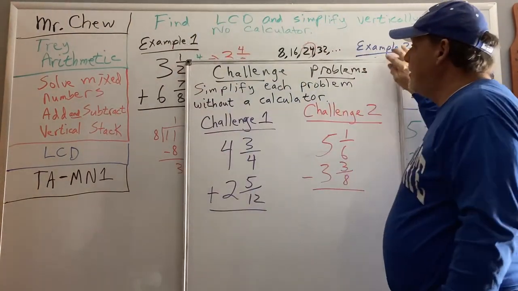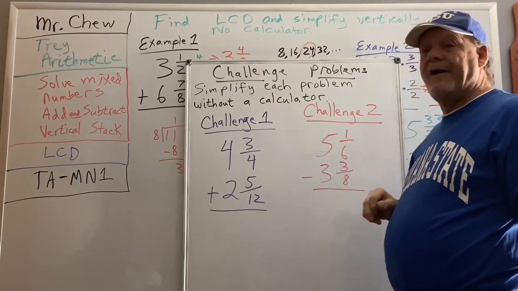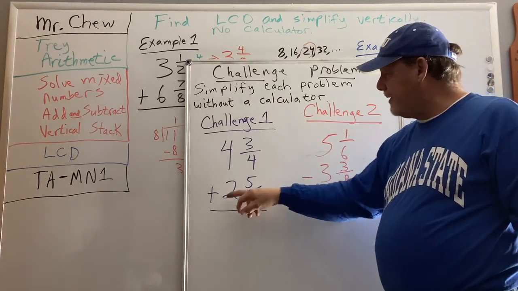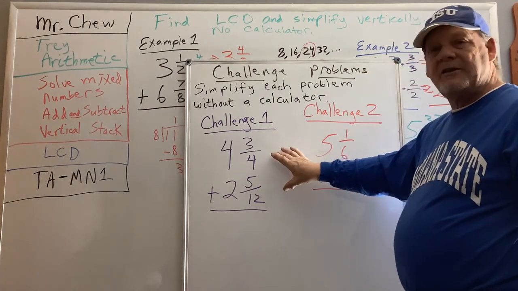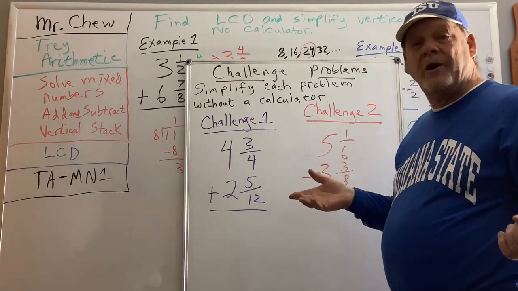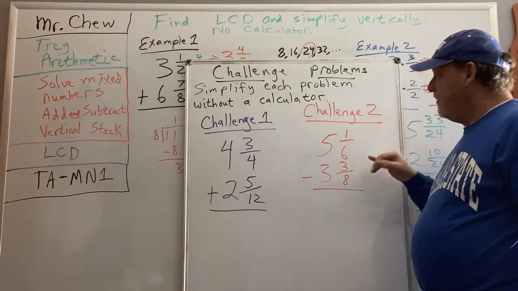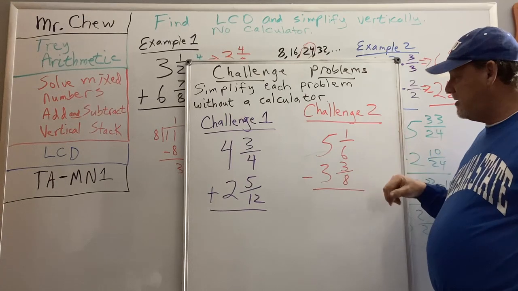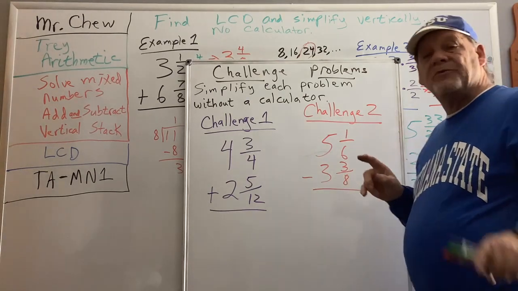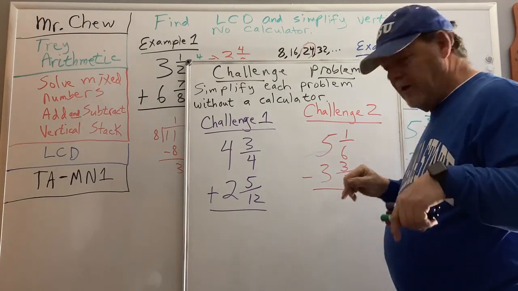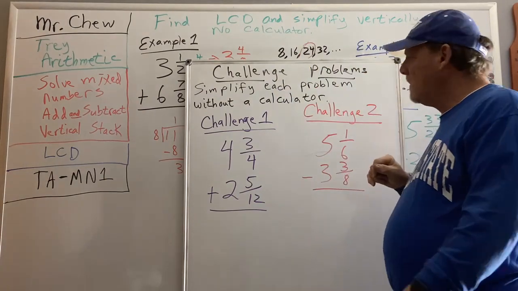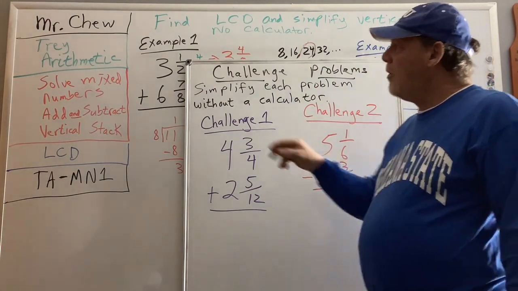So here are my 2 challenge problems. Simplify each problem without a calculator. Challenge 1: 4 3/4 plus 2 5/12. Try to get the least common denominator. On this one, it's like our example 1 where you can just multiply one of them by a number and get it. But number 2 is different. 5 1/6 minus 3 3/8. So try those, pause this, and then once you turn it back on, there's going to be a link up here.